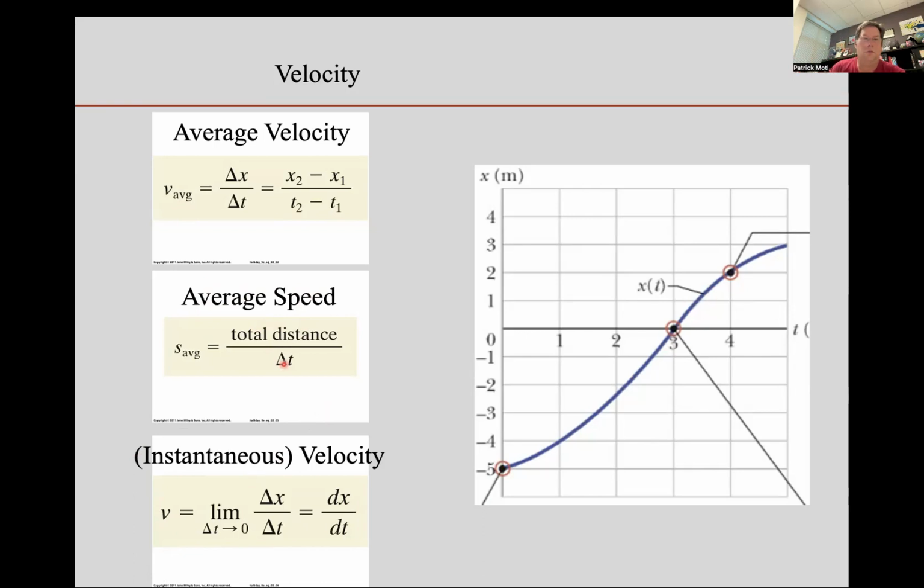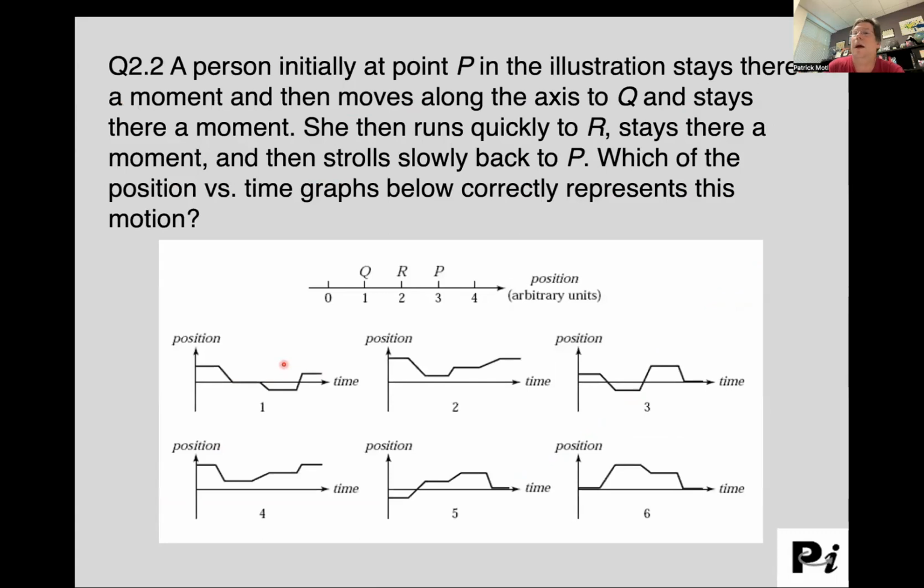Let us do a question together. This is taking one of these position versus time diagrams and connecting it to a story. I have a person who is initially at point P, stays there a moment, moves along the axis to Q, stays there a moment, then runs quickly to R, stays there a moment, then strolls slowly back to P. Which of those 6 position versus time graphs correctly represents this motion?